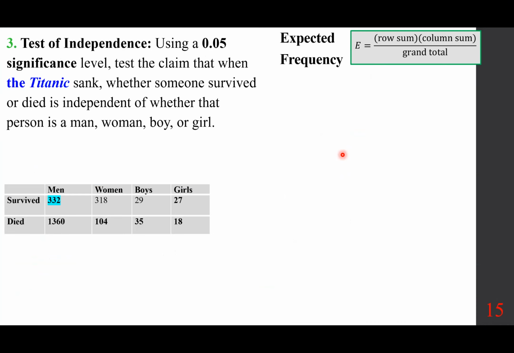All right, here's the test of independence using a 0.05 significance level. We want to test the claim that when the Titanic sank, whether someone survived or died is independent of whether that person is a man, woman, boy, or girl. And here's the given information.